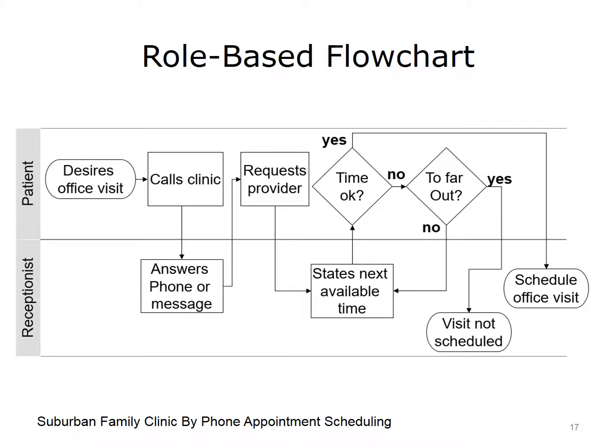Next in the scenario, receptionist Ronald answers patient Patty's call, and patient Patty asks receptionist Ronald for the soonest appointment with Dr. Dan. Here, the steps answering the phone and requesting a provider are added to the diagram. Next, receptionist Ronald states that 9:30 is the earliest possible appointment with Dr. Dan, and patient Patty says that 9:30 is fine. Receptionist Ronald adds her to the schedule for 9:30. Each of these steps, finding and stating the next available time, the patient's decision that the time is okay, and scheduling the appointment are important interactions and are added to the diagram.